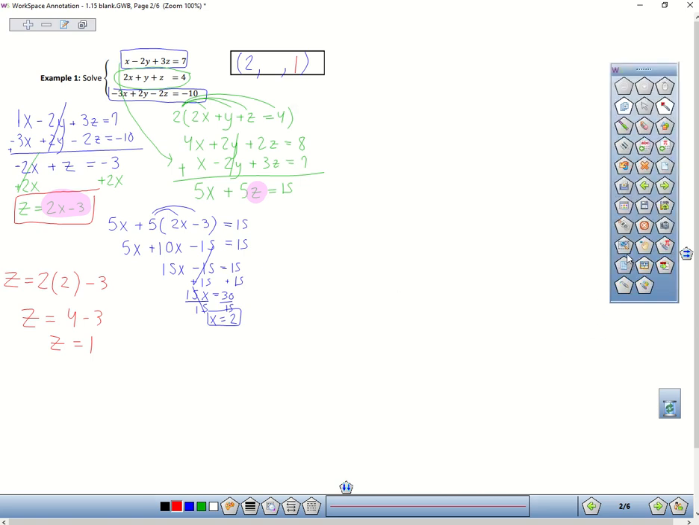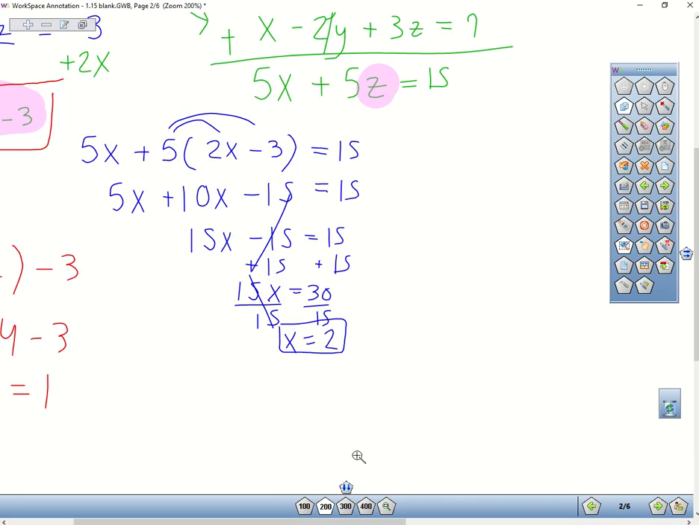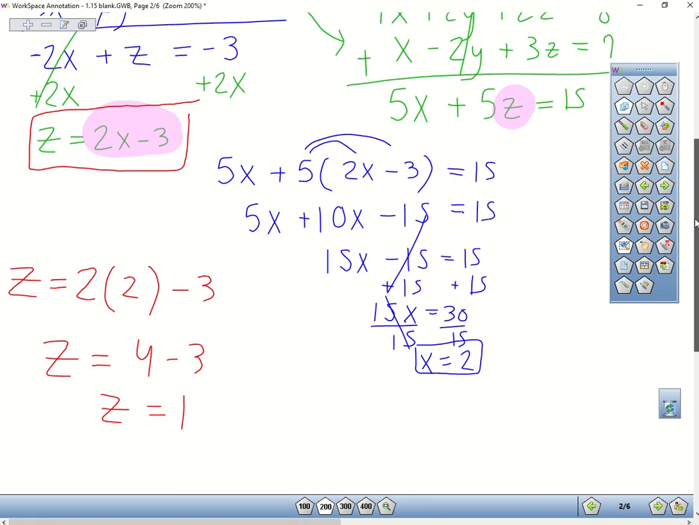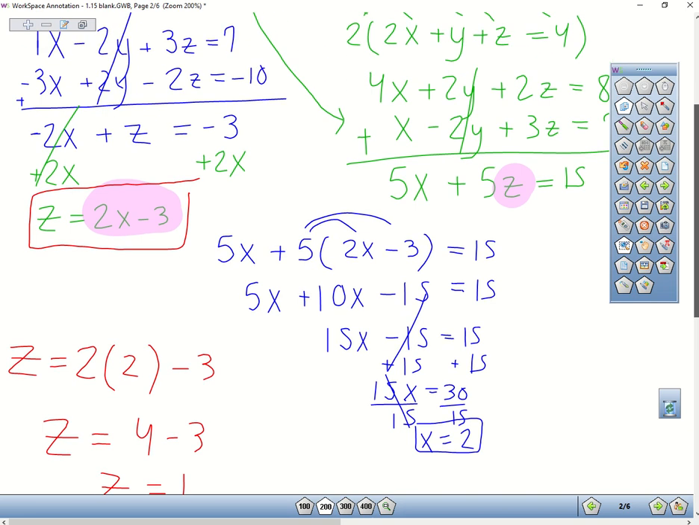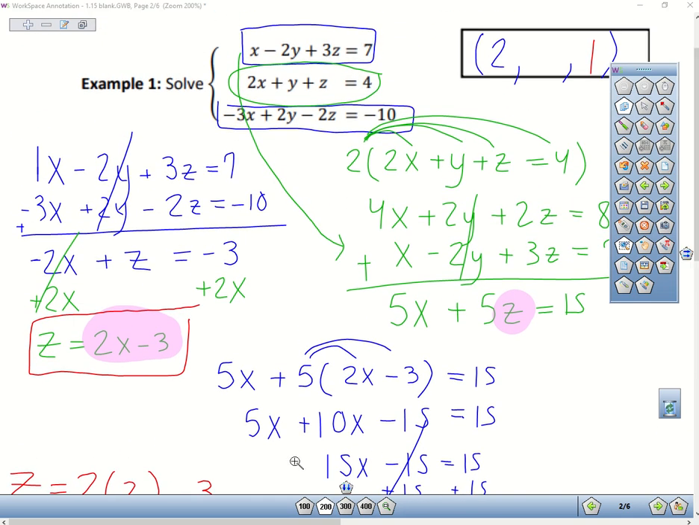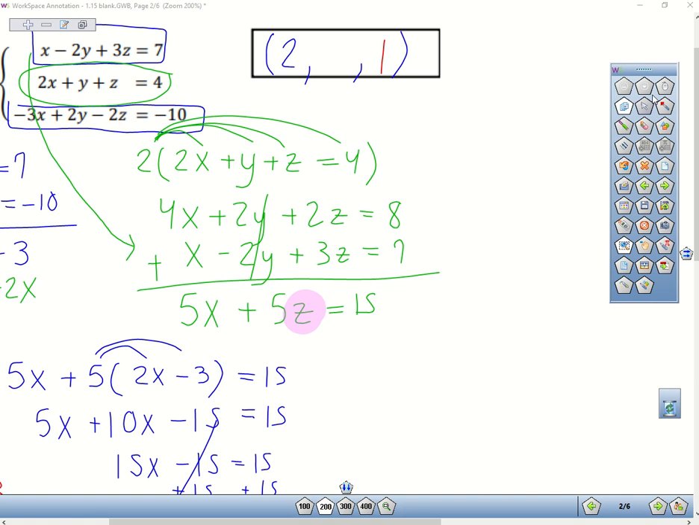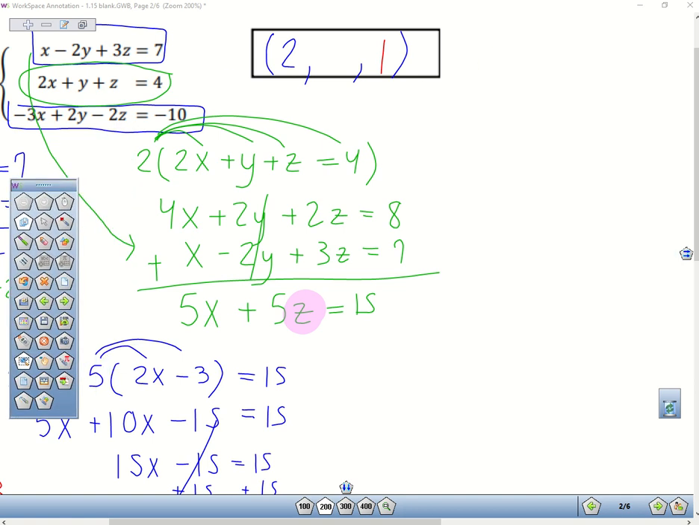Now, the only way to get the answer for y is to use one of the original equations, because that's the only time we actually used y, right? So if I look back to my original equations, you can pick any of them, it doesn't matter which one. I'm just going to happen to pick the first one. I'm choosing the first equation literally at random. You can pick any of them you want.